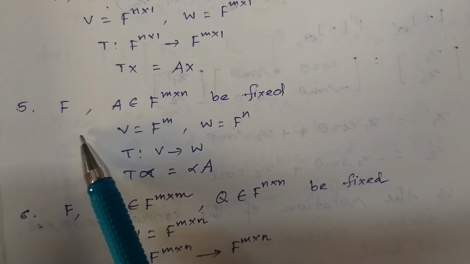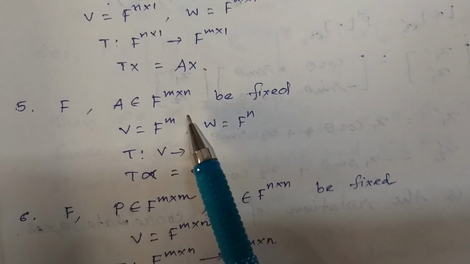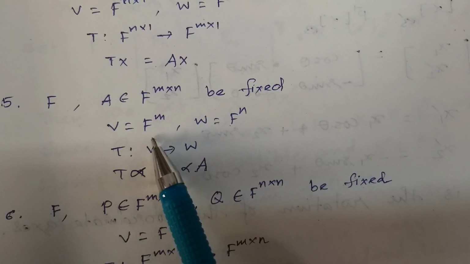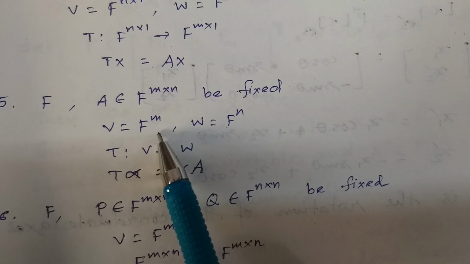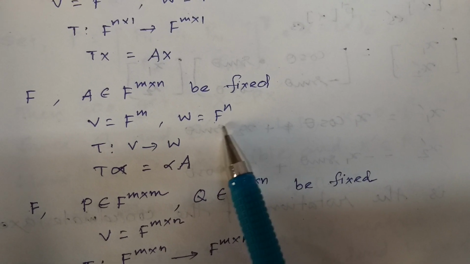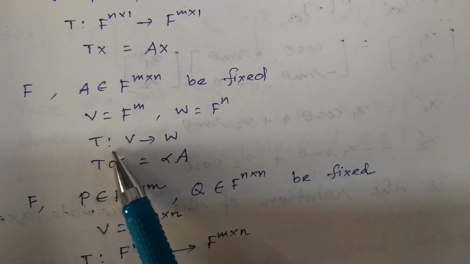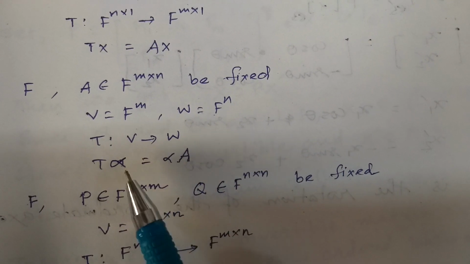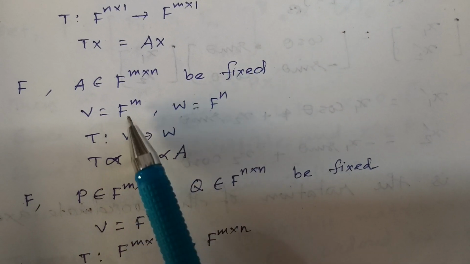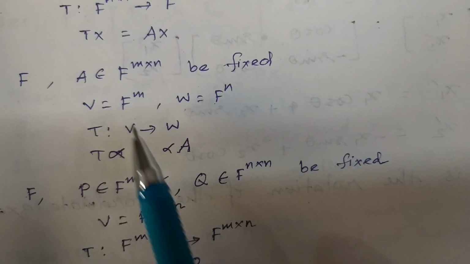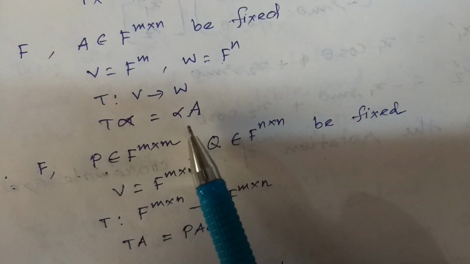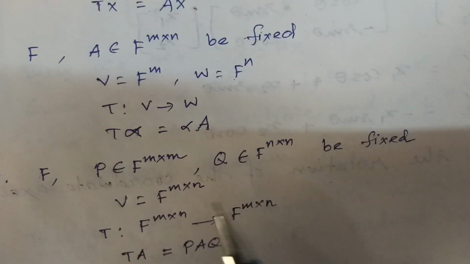Example 5. Let F be any field and A be a fixed m × n matrix. Now we take V to be the space F^m, that means the elements are m-tuples taken from F, and W is the space of n-tuples taken from F. T is a transformation or mapping defined from V to W as T(α) = αA for all α belonging to F^m. So now you can also check that this is a linear transformation. All these examples you must verify at your home.